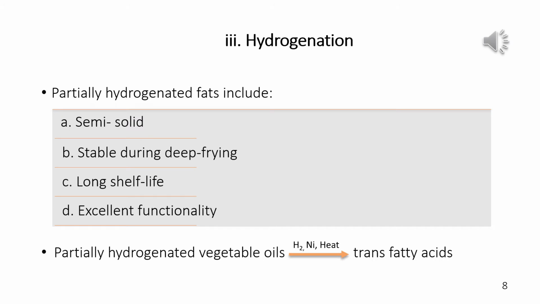Third step is hydrogenation. In this process, we partially hydrogenate the fats that includes a semi-solid. Semi-solid is a substance which lies between solid and a liquid, and it is highly viscous. You can take an example of mayonnaise as semi-solid. Second point is that it is stable during deep frying. Like we deep fry anything, it remains stable.